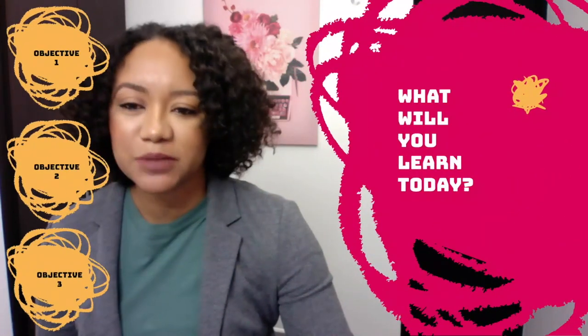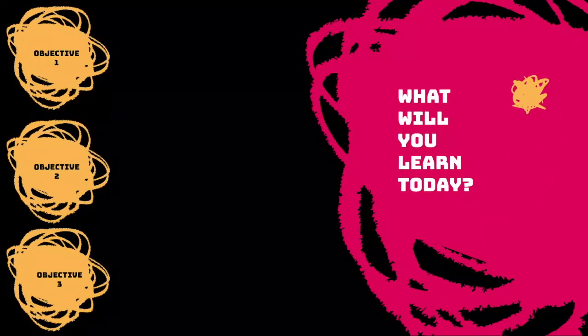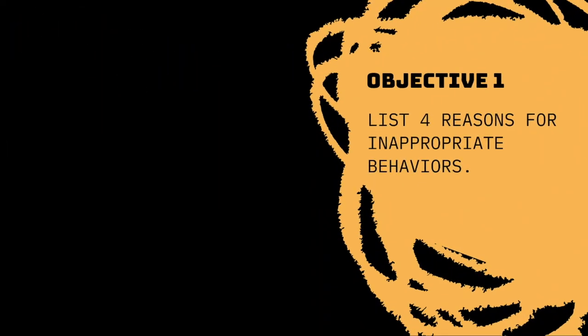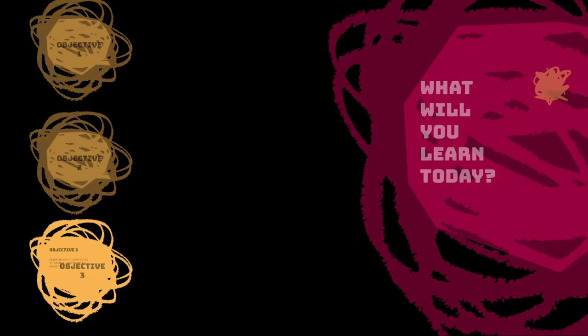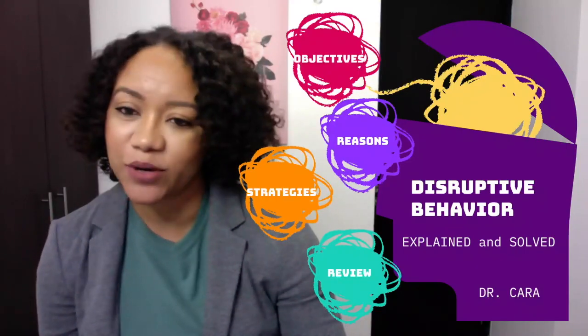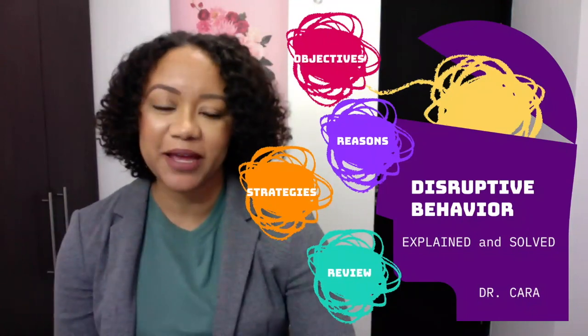So what are some of the objectives for today's video? Well, our first objective will be that you're able to list 4 reasons for inappropriate behaviors. Next, we're going to make sure that you can describe the underlying reasons for inappropriate behaviors. And finally, we're going to look at being able to describe or apply strategies to correct inappropriate behaviors. We finished objectives, so now we're going to go to the reasons for inappropriate behaviors.